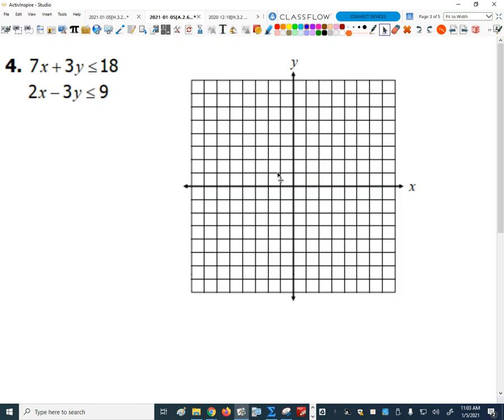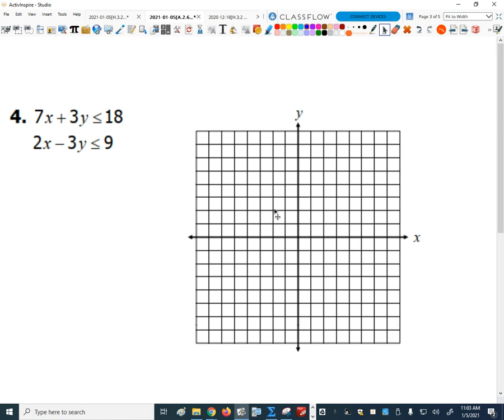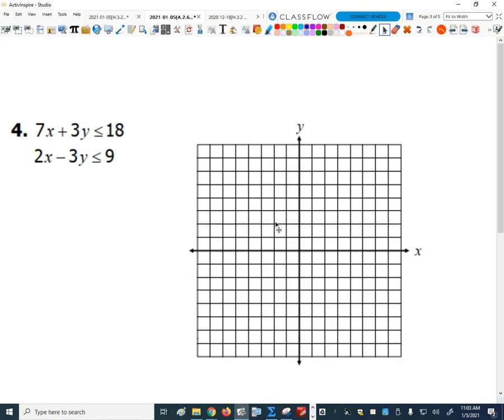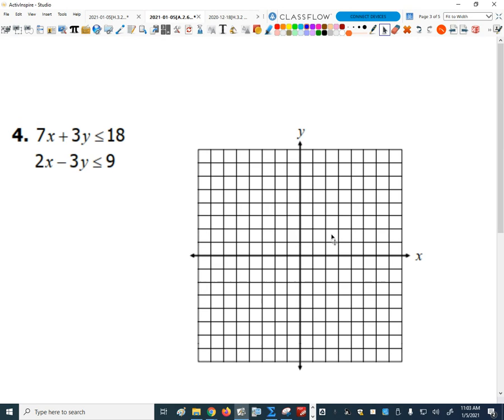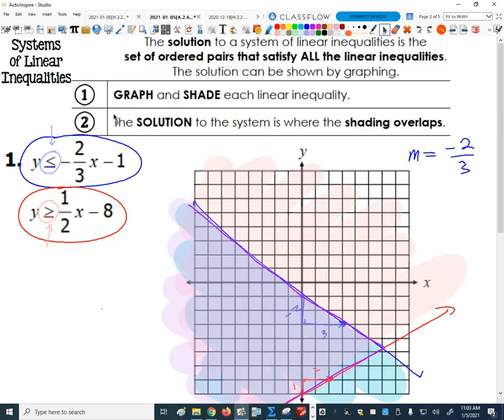Okay, let's try another one. This one is maybe just a step or two harder than the last one, though. How come? What's different about this one? Brogan, what do you see different about this one that makes it look maybe a little tougher? The X and the Y are on the same side. There you go. The X and the Y are on the same side. I've got to put this into slope-intercept form. I've got to isolate that Y, don't I?